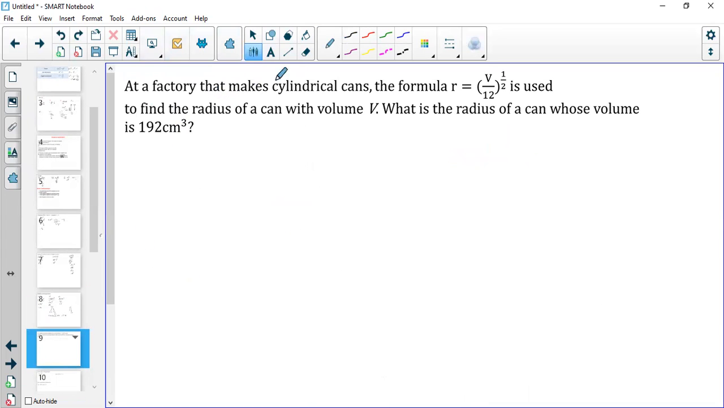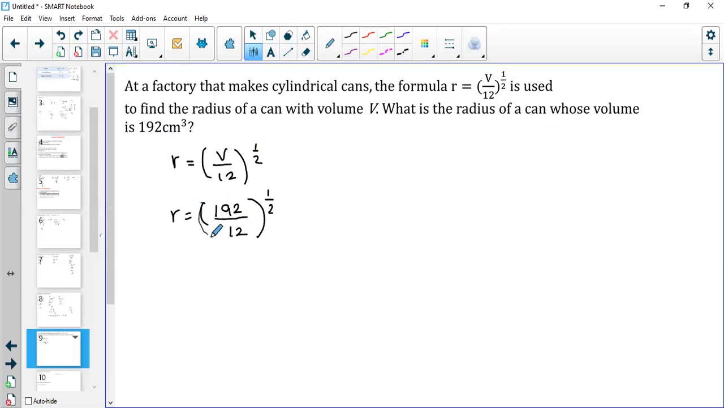Okay, at a factory that makes cylindrical cans, the formula R equals V divided by 12 to the half power is used to find the radius of a can with volume V. What is the radius of a can whose volume is 192 centimeter cube? So the equation given to us is R equals V divided by 12 to the half power. Let's substitute the value of V, the volume, which is given as 192 divided by 12 to the half power.